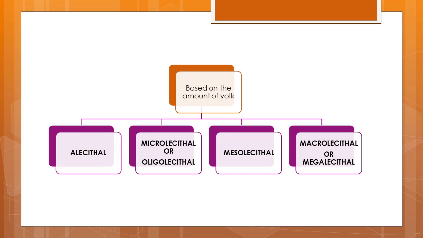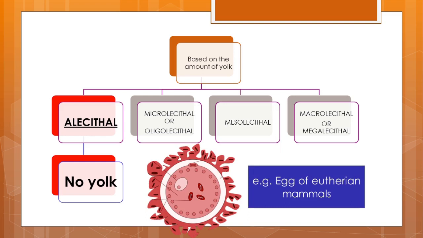Based on the amount of yolk, the eggs are classified into four different types: alecithal egg, microlecithal or oligolecithal egg, mesolecithal egg, and macrolecithal or megalecithal egg. In the case of alecithal egg, the development is internal and the embryo receives nutrients from the body of the mother. Hence, in such animals, the egg contains no yolk and it is called alecithal egg.